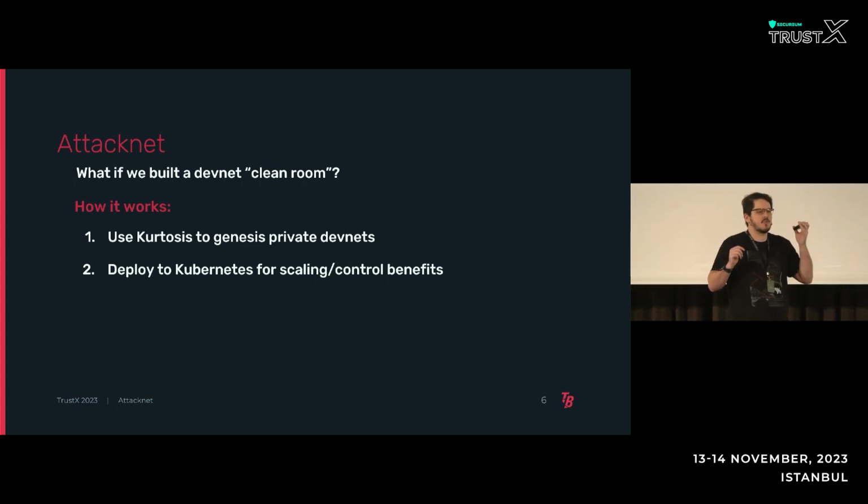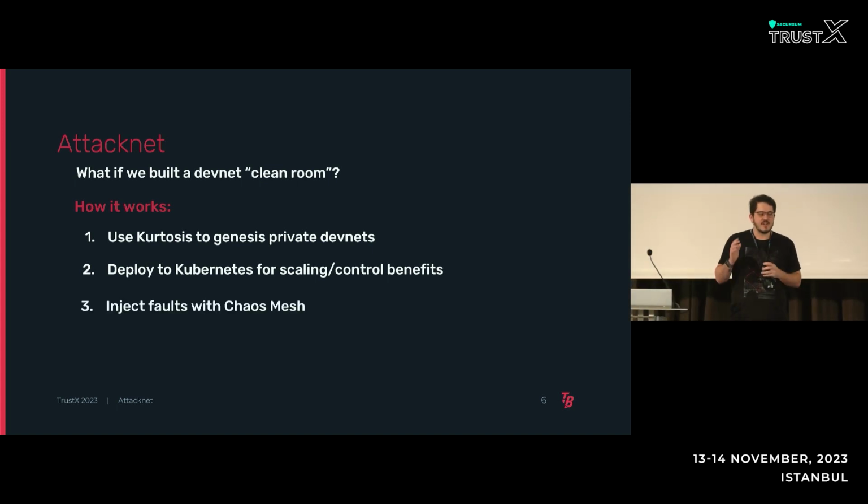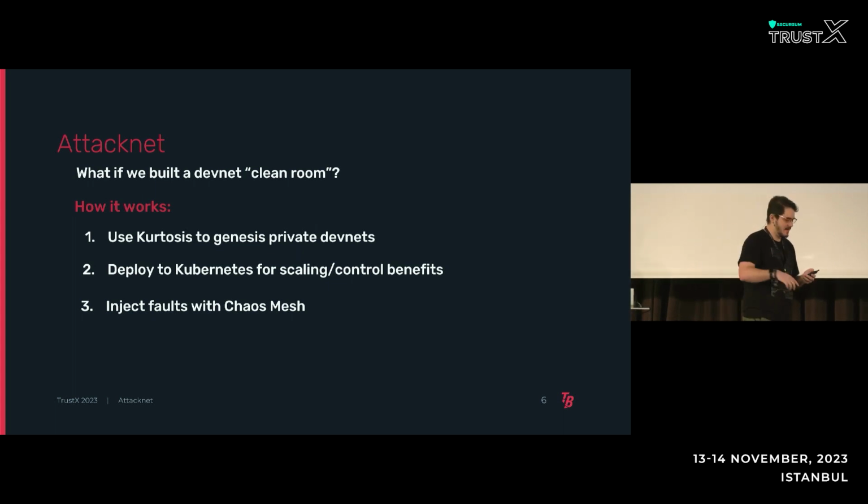And we also get a bunch of control benefits. We can do a lot of things to a set of Kubernetes pods that would be a lot harder to do if they were running on native hardware. And then we're going to inject faults into this DevNet using a tool called Chaos Mesh, and this is where the chaos engineering, chaos testing comes in. We'll talk about that in a minute.